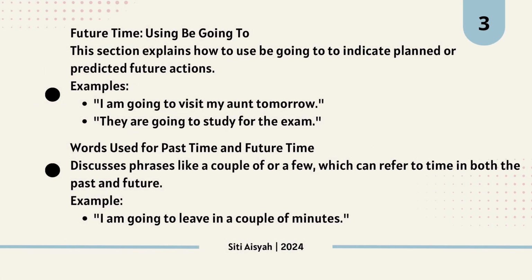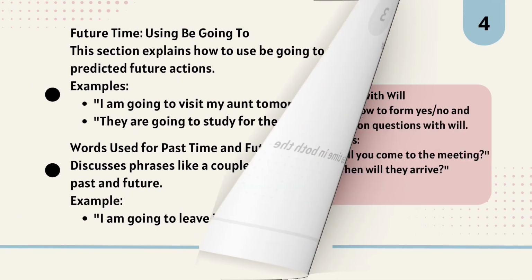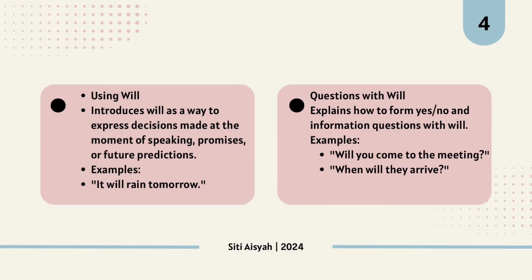First, future time using be going to. For examples, I'm going to visit my aunt tomorrow. Next, words used for past time and future time. For example, I'm going to leave in a couple of minutes. Next, using will and questions with will. For example, it will rain tomorrow. For the questions, will you come to the meeting? When will they arrive?